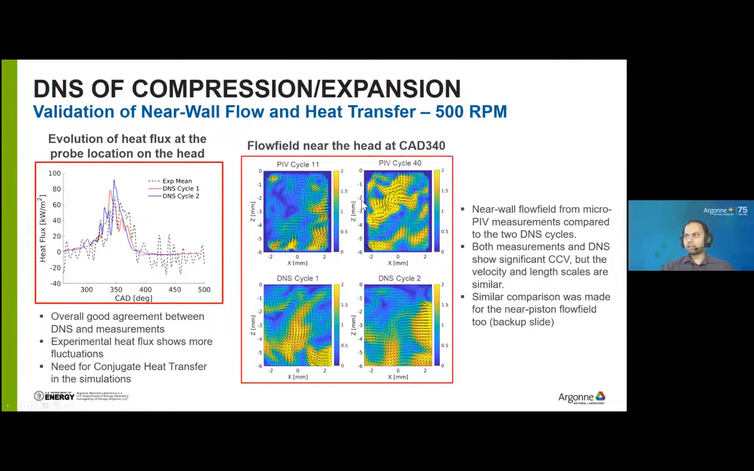And this is looking at the near wall flow field. This is a very small window, 5 millimeter by 4 millimeter, just near the cylinder head surface. Overall, we see qualitatively similar flow structures between the DNS and the PIV. Overall, we'll need many more DNS realizations to do a proper validation. Again, that is not feasible because it's too expensive at this point.